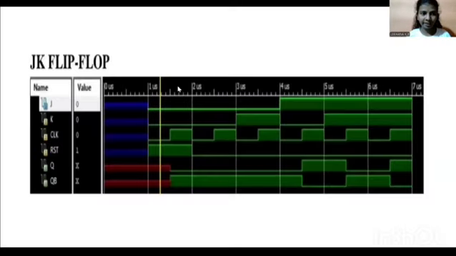So this will be the output of the JK flip-flop. If J value is 0, K value is 0, clock is 0, and reset is set to 1, Q will be X and QB will be X. So this is the output.